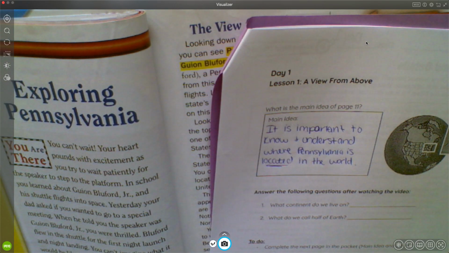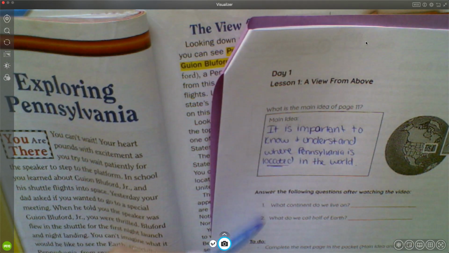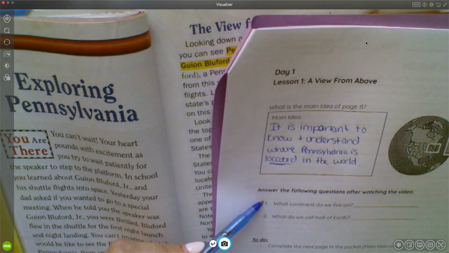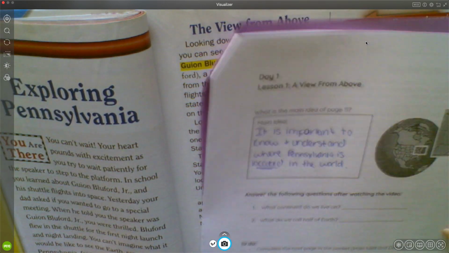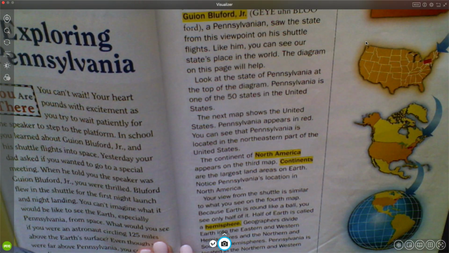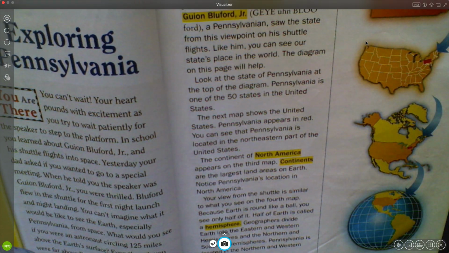Now what I want you to do is stop and write down your answers for numbers 1 and 2 right here. So number 1 says, what continent do we live on? You're going to write down your answer. Number 2 says, what do we call half of Earth? So again, I'm going to leave this here in case you need to reread. You can pause the video, write down your 2 answers to those questions, and then press play when you're done.